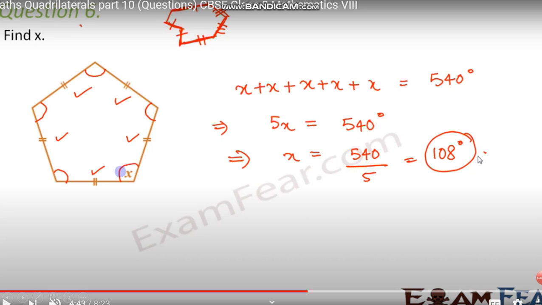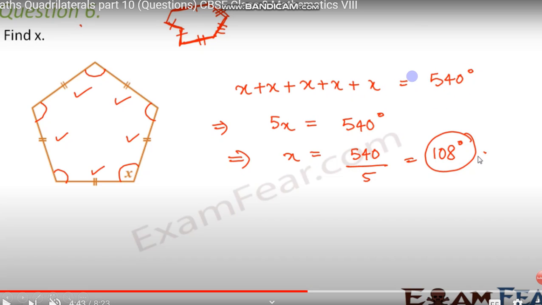They give us only x, we can easily find out all the angles is x. How many x will be formed? 1, 2, 3, 4, 5. x plus x plus x plus x plus x is equal to 540.